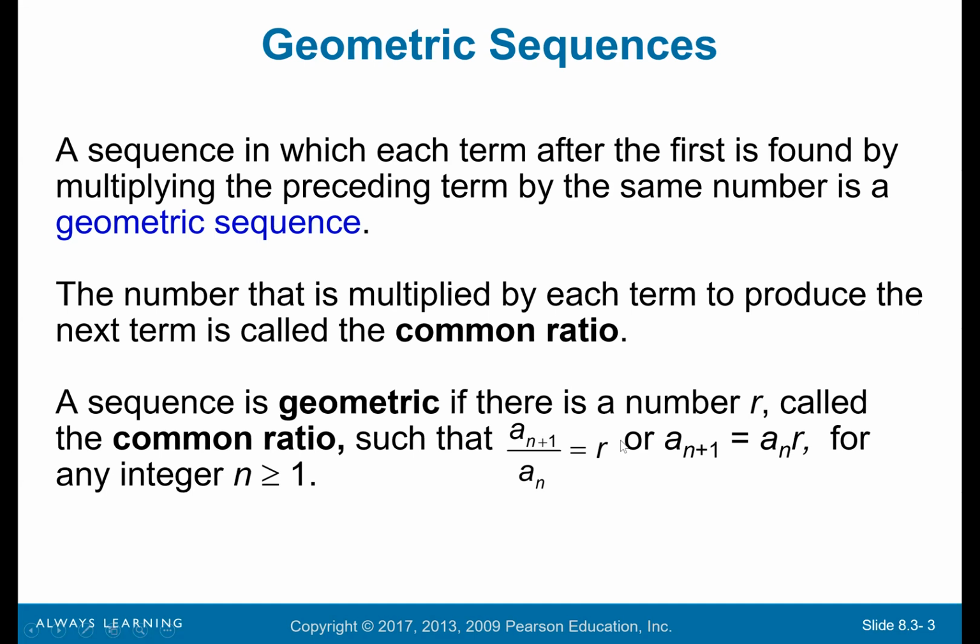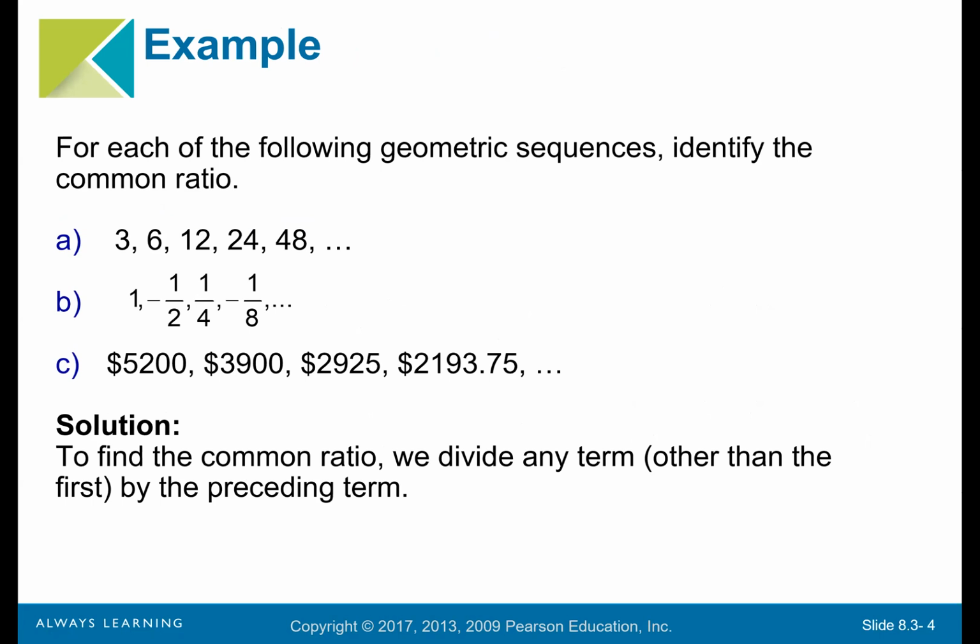And again, n, which is the term number, needs to be greater than or equal to 1, because having a 0th term wouldn't make much sense. We have a first term, a second term, a third term, and so on and so forth. Okay, for each one of these geometric sequences, they want us to identify the common ratio. If the numbers are getting bigger, the common ratio is going to be greater than 1.